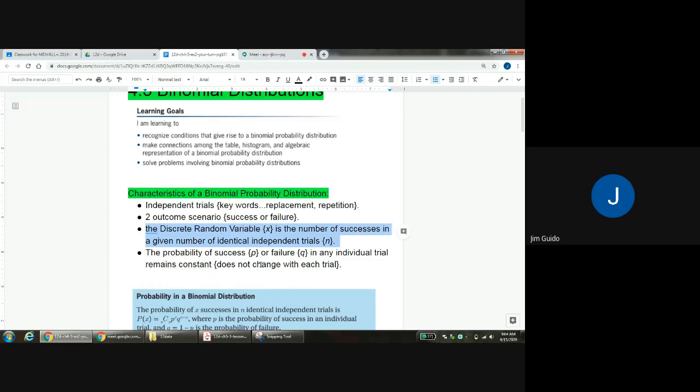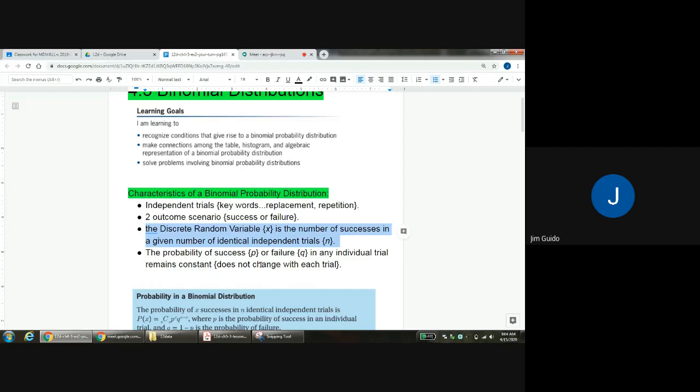For example, if you draw diamonds from a deck of cards, the probability is 13 out of 52. And if that card is replaced back into the deck, the next trial of drawing a card, drawing diamonds, the probability of drawing diamonds remains 13 out of 52. So the probability of drawing the diamonds has not changed.